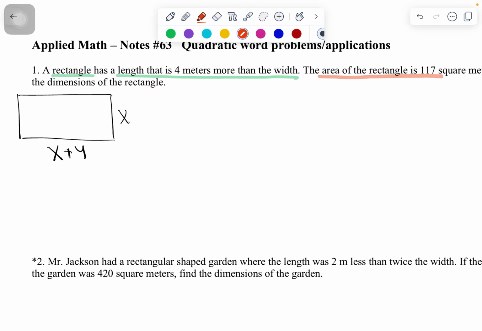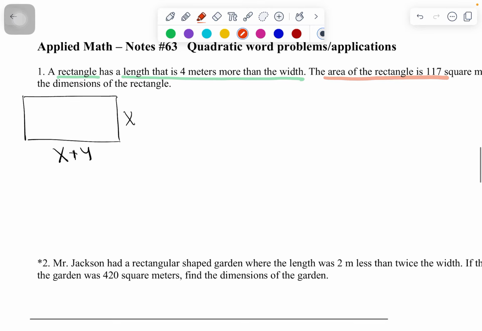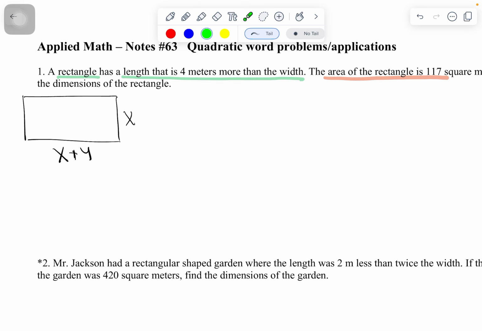You might be asking yourself, how does that help? Well, to find the area of a rectangle, you take the width times the length. So the width of X times the length of X plus 4 is equal to 117 square meters. That's what I'm going to need to solve.